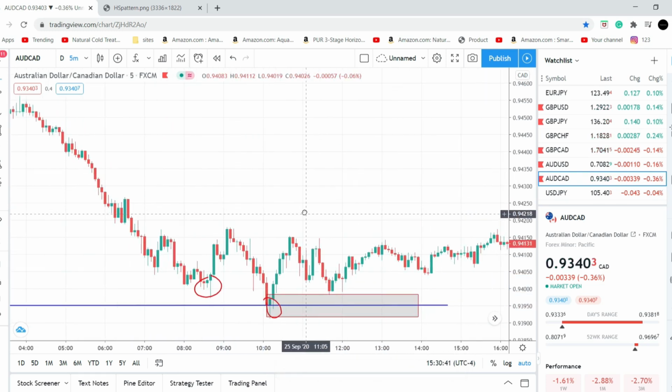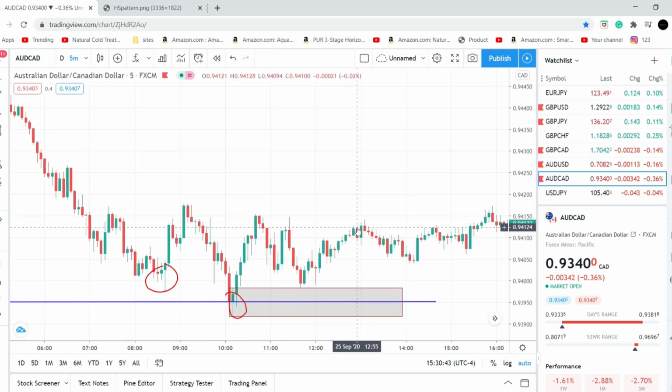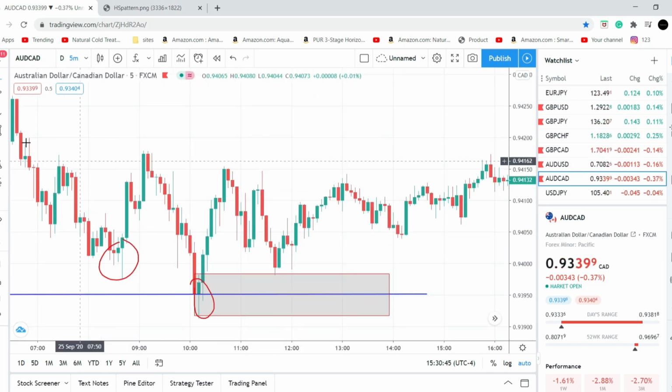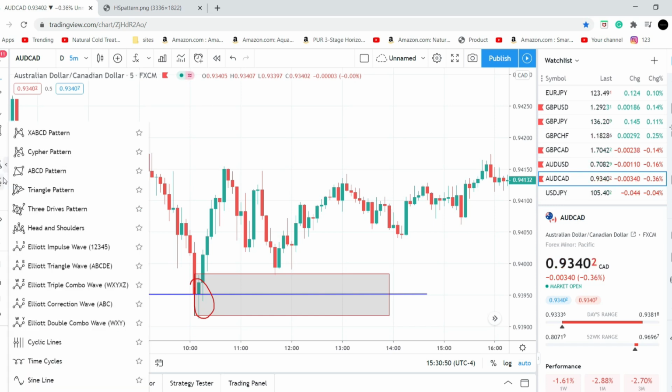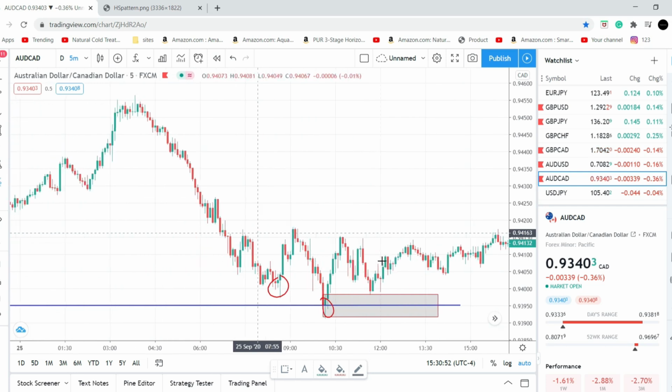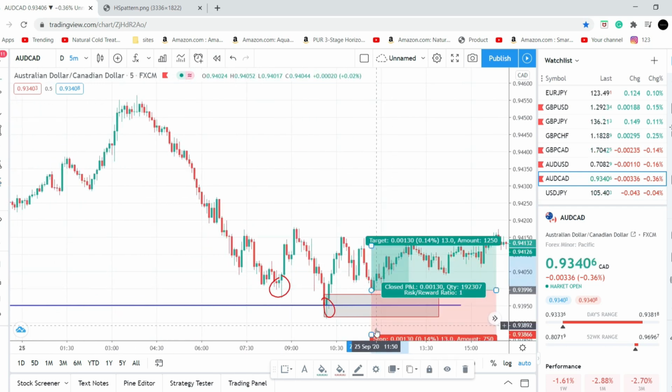Okay, you could have, like I said, you can go with a limit, or you can say, you know what, I like this nice bullish candle right here. Let me get in right there, and you get in. Okay, and you have your targets in place.